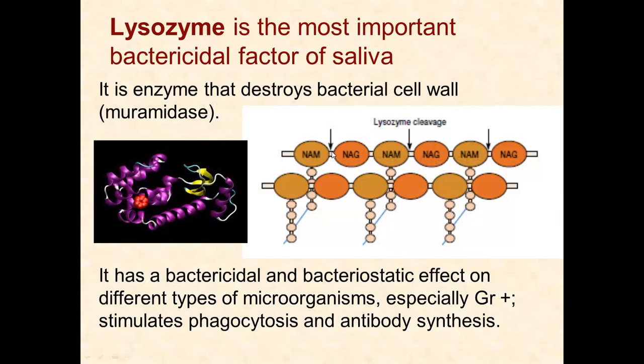And do you remember the composition of the bacterial cell wall, peptidoglycan? It's composed of long polysaccharide chains and short polypeptide bridges. And the lysozyme cleaves these links between N-acetylmuramic acid and N-acetylglucosamine. Lysozyme has a bactericidal and bacteriostatic effect on different types of microorganisms, especially against gram-positive. And also it stimulates phagocytosis and antibody synthesis.